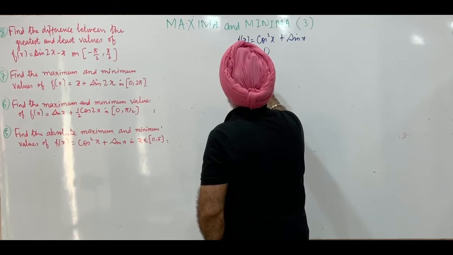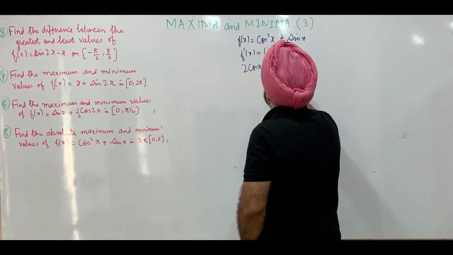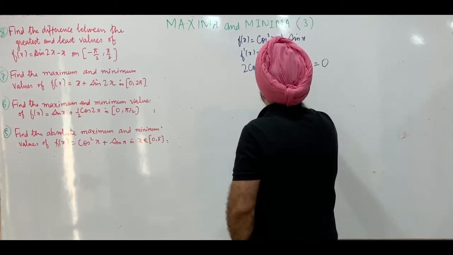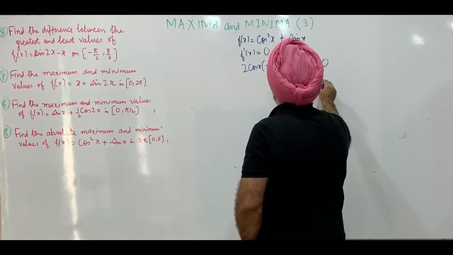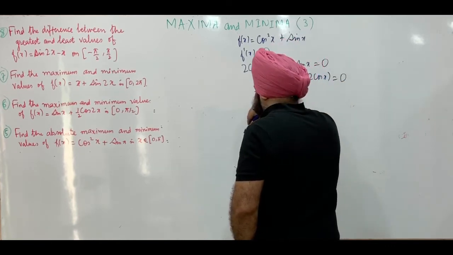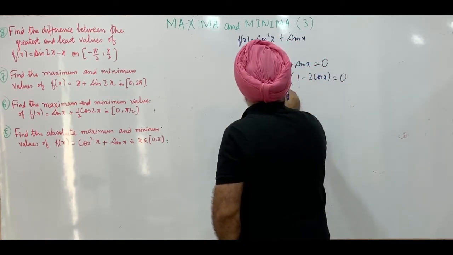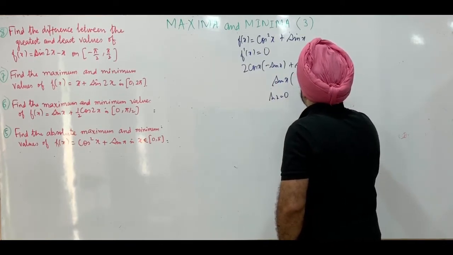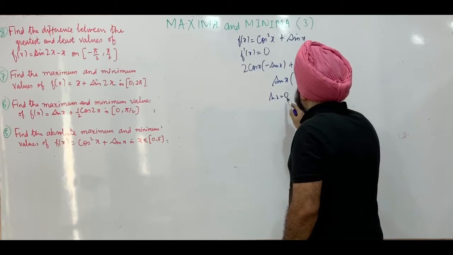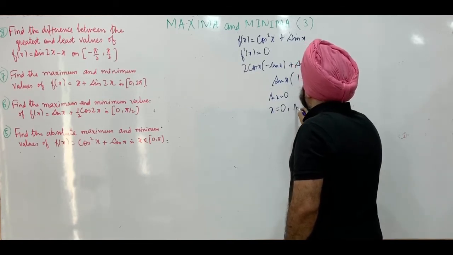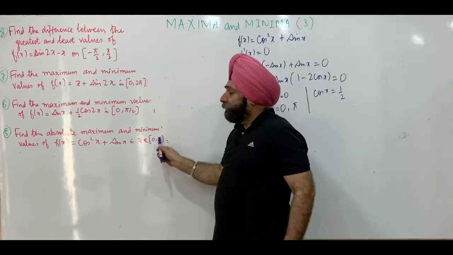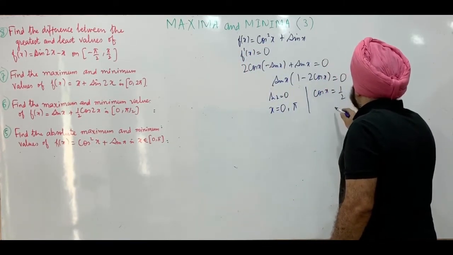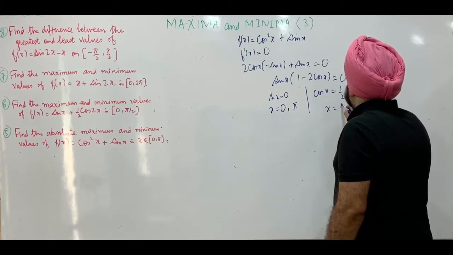This means 2 cos x into minus sin x plus sin x is 0. That is, sin x (1 minus 2 cos of x) is equal to 0. So sin x is equal to 0, or this is 0, or cos of x is 1 by 2. This is when x is 0 or pi. Both these values are in the interval. In fact, these are endpoints of the interval. And cos of x is equal to 1 by 2, that's x equal to pi by 3.